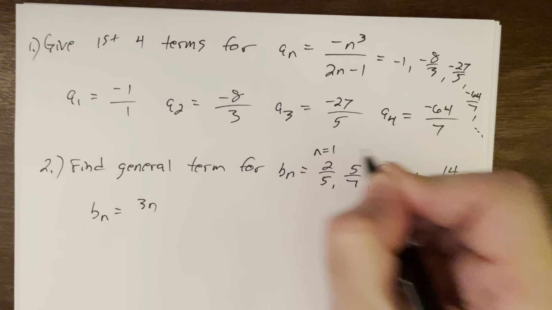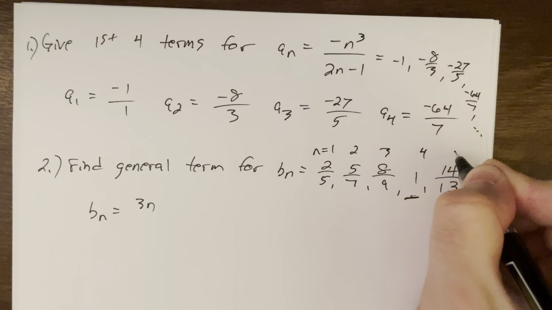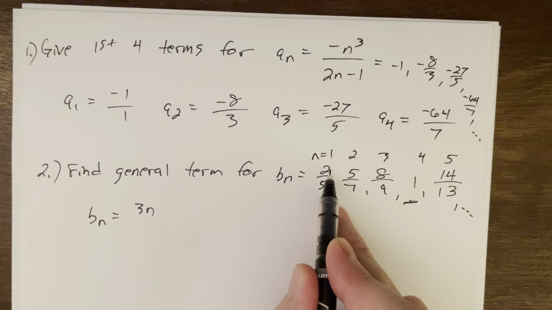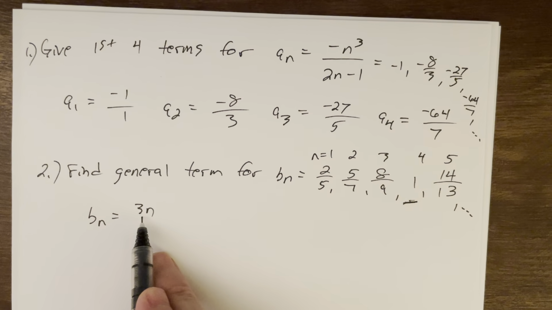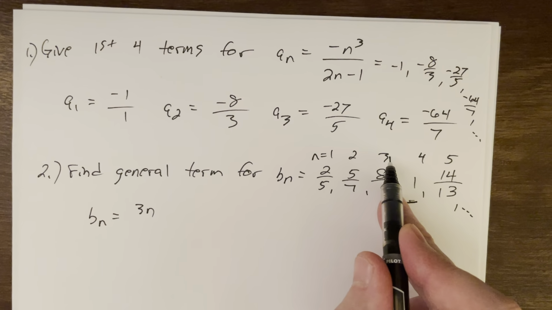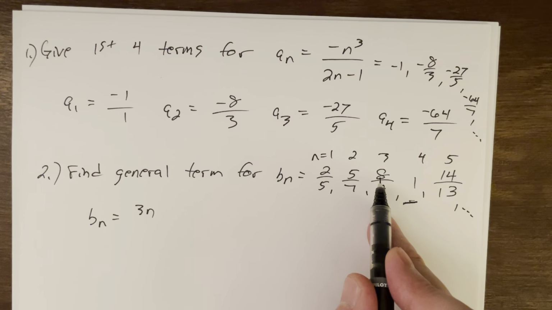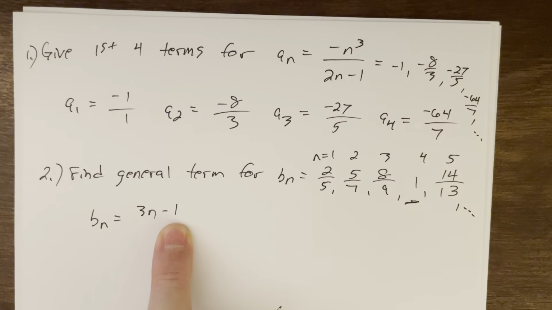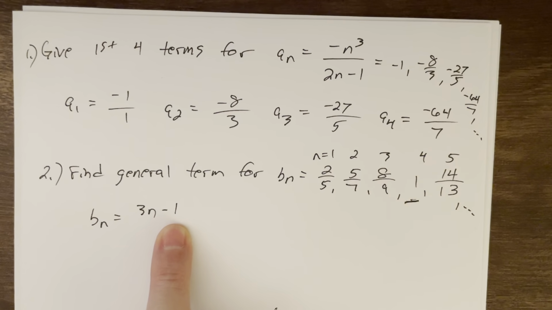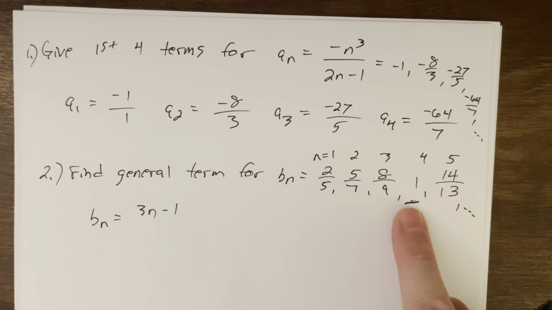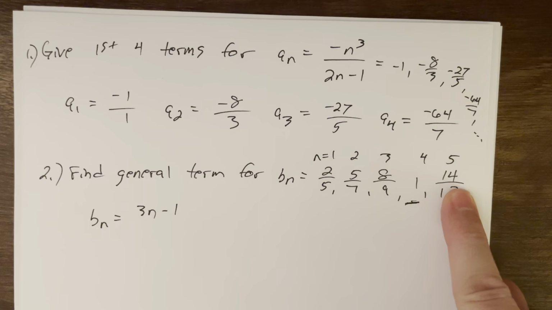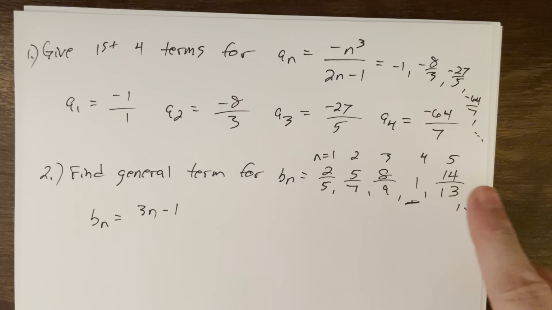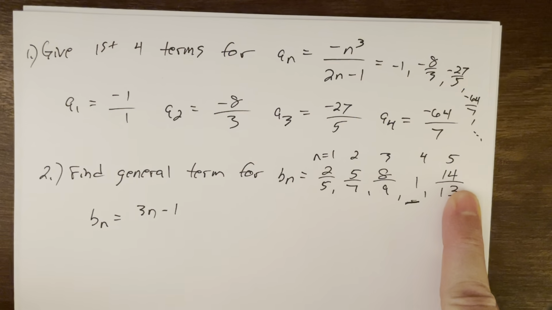But when n equals 1, 2, 3, 4, 5, when n is 1, this would give me 3, but I'm getting 2. When n is 2, this would give me 6. I'm supposed to get 5. This would give me 9. I'm supposed to get 8. I'm 1 bigger than I should be, so I'll subtract 1 to keep everything balanced. I'm ignoring 4 for the moment, and I realize that still works for 5. When n is 5, 15 minus 1 does give me the 14.